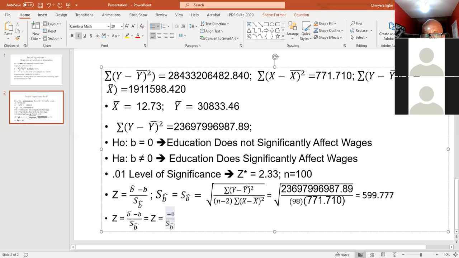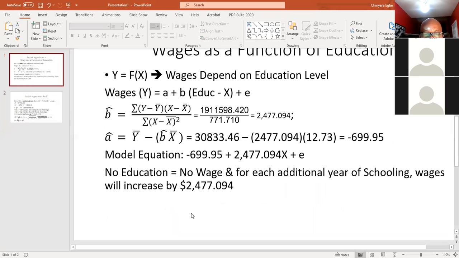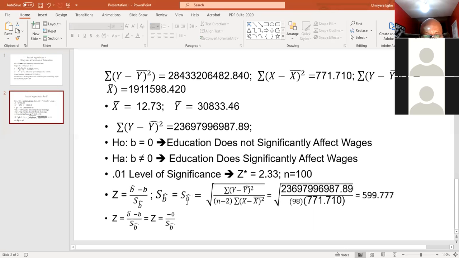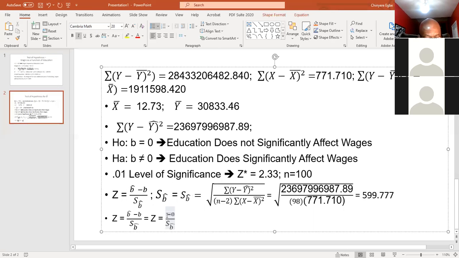B hat is 2477. Is that correct? It's on the other slide, Professor, if you go back to the others. 2477.094. That's correct. Yep. Okay. 2477.094 minus 0. And the standard error of B hat is 599.777. And so what is the result?